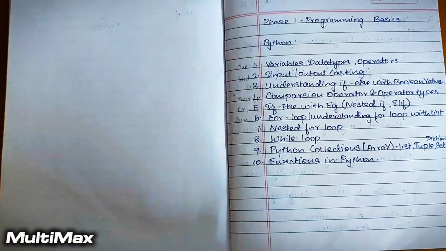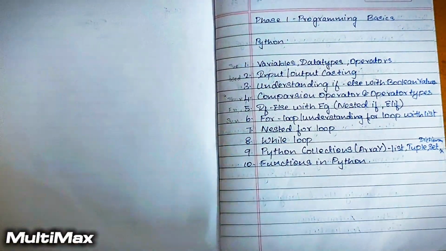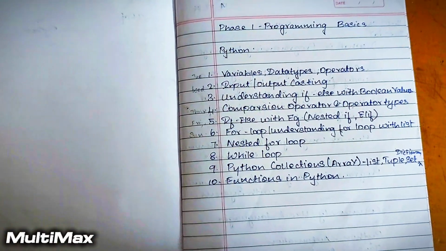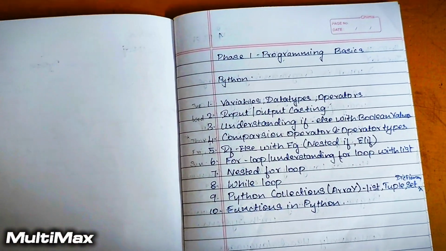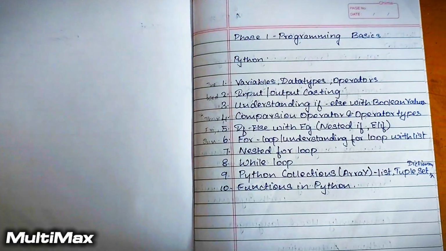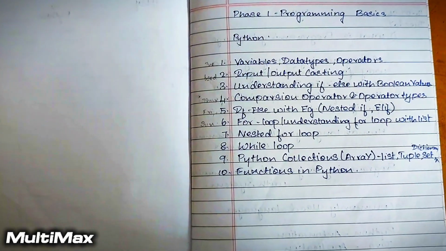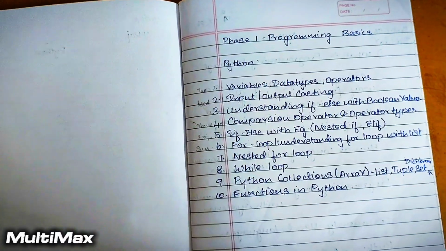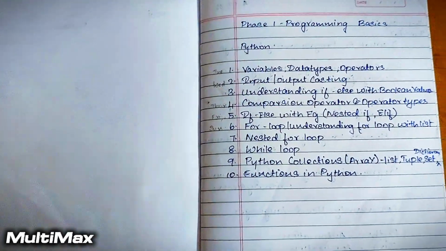Today in this video, I'm going to explain about for loop, nested for loop, and while loop. These three things I'm going to explain very clearly. It is one of the basic and major things in Python as well as in many languages. So listen to the video fully so that you get an idea about this.